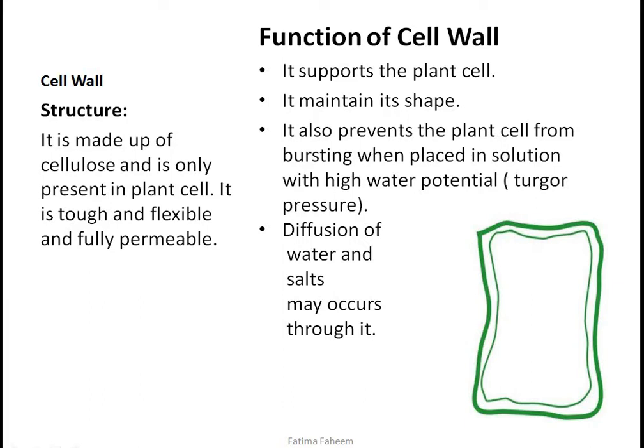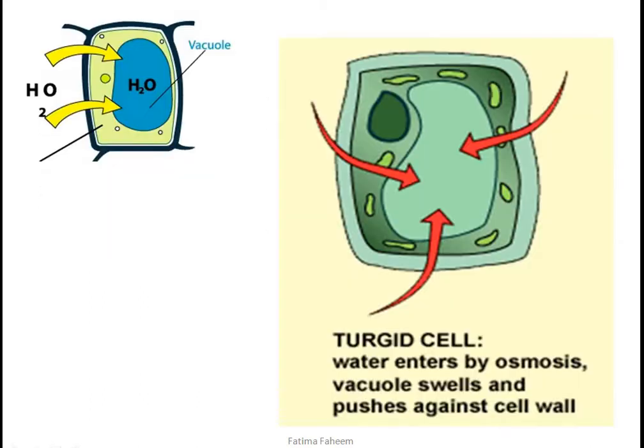Cellulose is not digestible in humans. It requires a certain enzyme to be digested, which is called cellulase. This cellulase enzyme is not present in humans, so cellulose is not digestible in them.